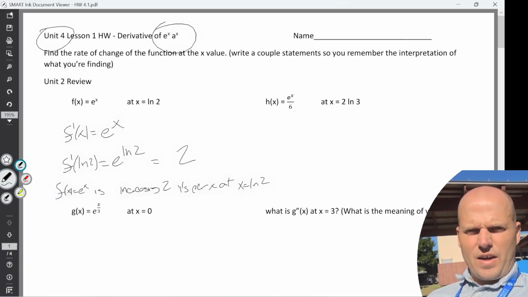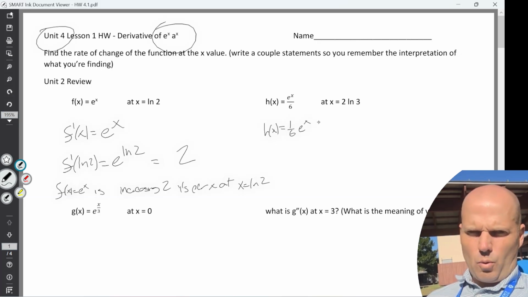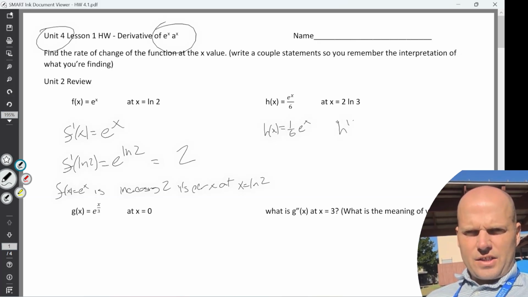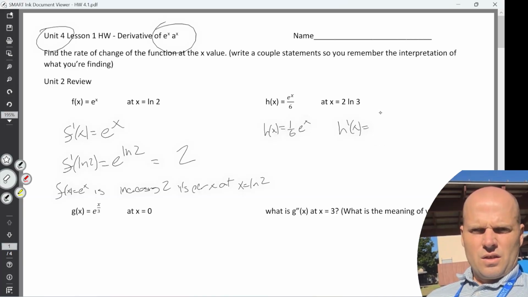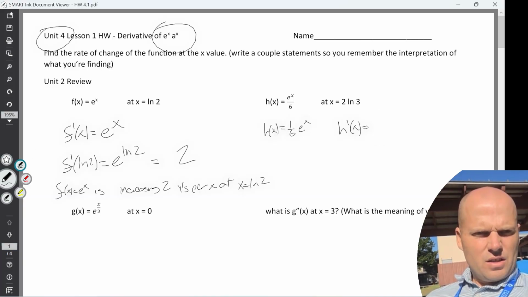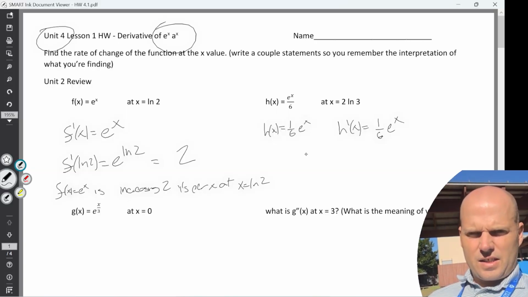Cool. What if you have e to the x over 6? Don't forget that constant 6 can be pulled out. So it's a 1/6. Constants don't affect things. You just leave the constant. Constants stick around unless they're by themselves. So the slope equation of this is just 1/6 e to the x.